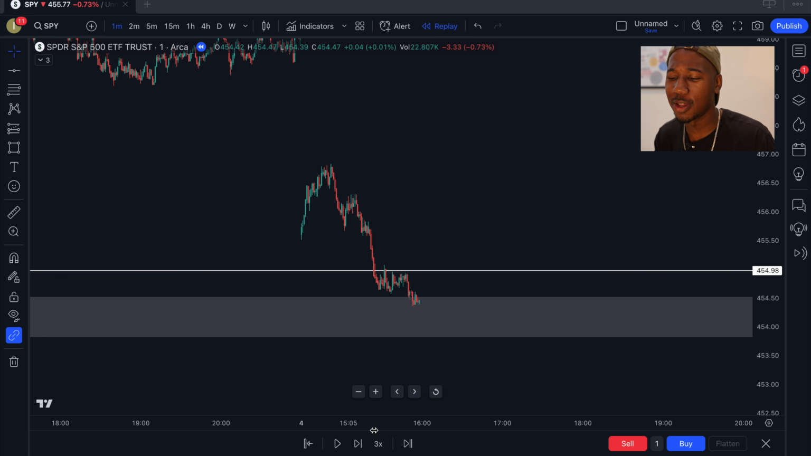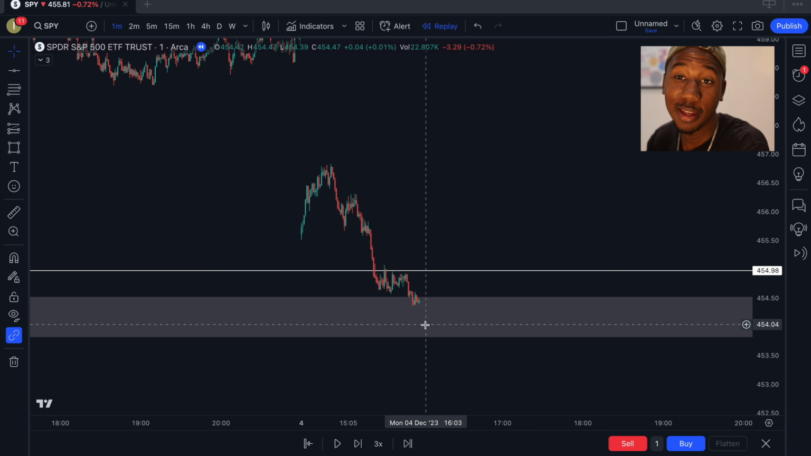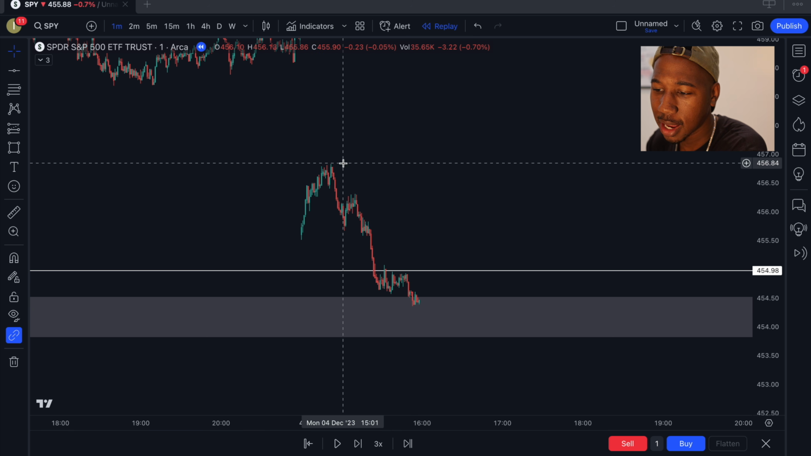Now what I'm looking for is for it to show a change of character and make a higher high on the 1-minute. So right now it is currently trending down, making lower lows and lower highs. Once it makes a higher high, I will get in my trade. I'll be targeting this high right here.